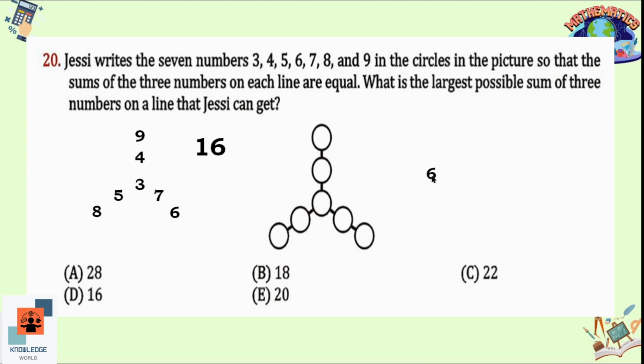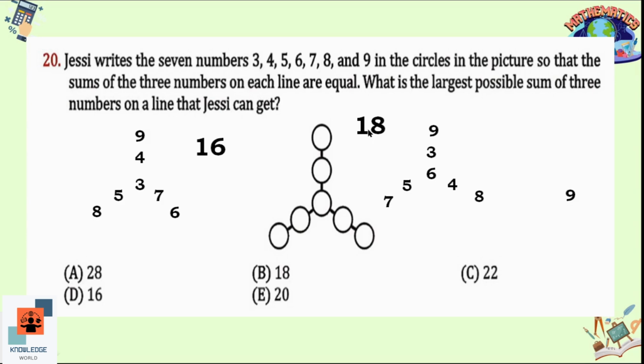Now we can try 6 in the middle. In that case, if we write 9 and 3 in the upper circles, the total is equal to 18. So to make 18, we can write 4 and 8 on the right side and 5 and 7 on the left side. So 6 plus 5 plus 7 is equal to 18. 6 plus 4 plus 8 is equal to 18. And 9 plus 3 plus 6 is also equal to 18.